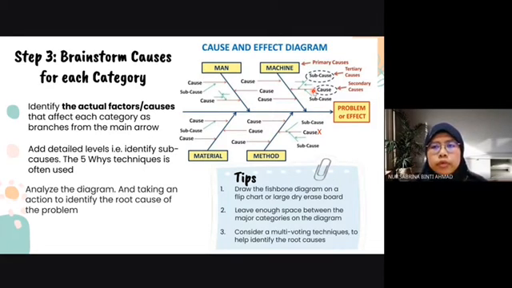Okay, after this, we will show you the examples on how we can use the fishbone diagram.